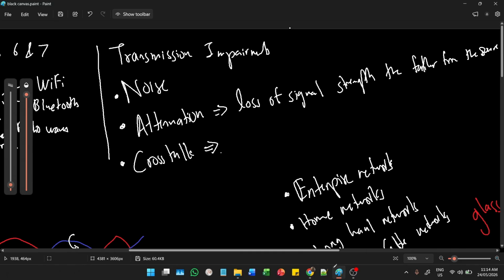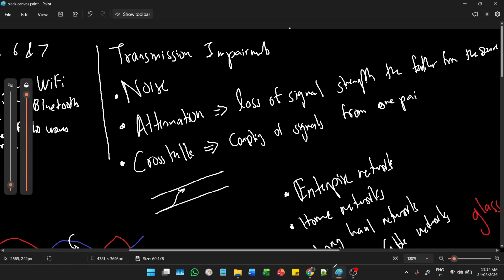Crosstalk is something like this. Let's say there are two wires, right? What can happen is the data from this wire can be transferred over to the other wire, creating something of a crosstalk. So this is an answer which we have to kind of memorize of sorts. Coupling of signals from one pair of conductors to another. That is what crosstalk is.